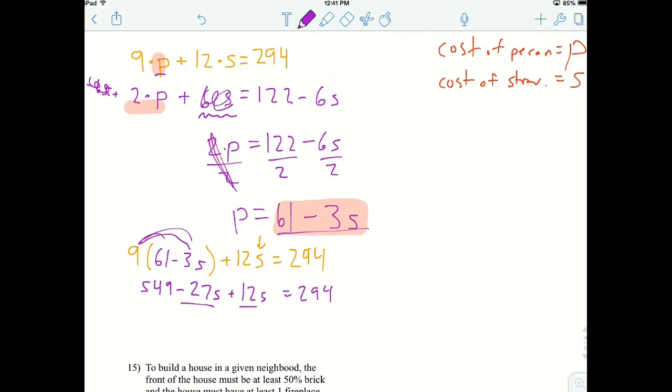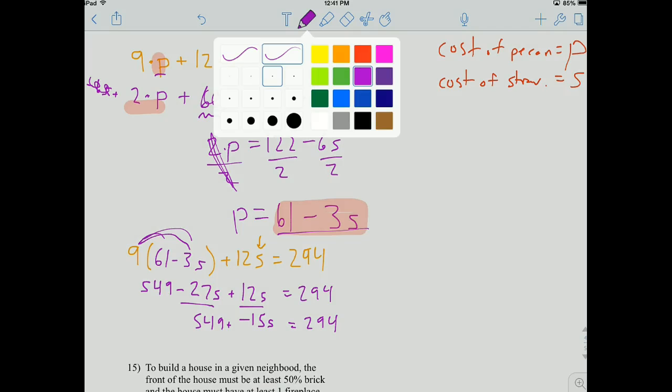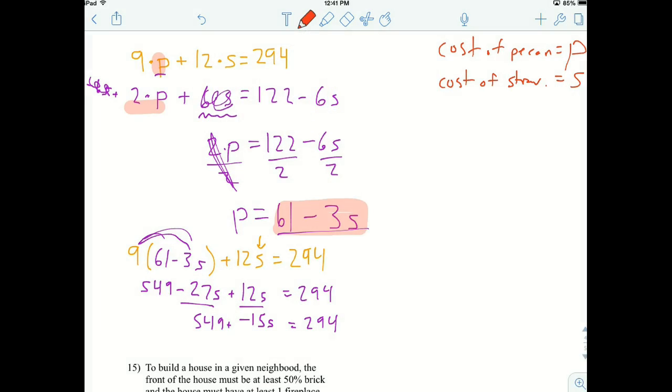We're going to combine our like terms here. So a negative 27 and a positive 12 add up to a negative 15s. And we still have our 549 here being added on, equals 294. We want to get that 15s by itself so we can get s by itself. So we need to add a negative 549 to both sides.